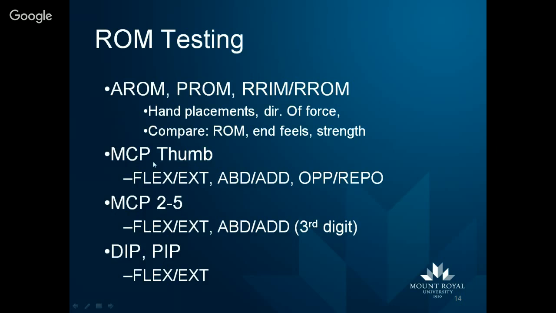For the metacarpal phalangeal joint of the thumb, test range of motion of flexion and extension, abduction and adduction, opposition and reposition. For the other metacarpal phalangeal joints, for digits 2 through 5, you'll be testing flexion and extension and abduction and adduction around the third digit. And last but not least, in testing active, passive, and resisted range of motion for the distal and proximal interphalangeal joints, you'll be testing flexion and extension only.